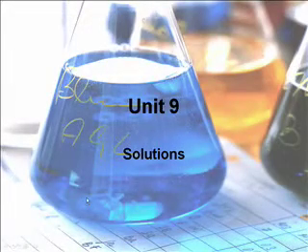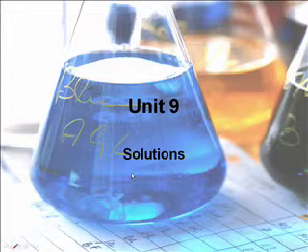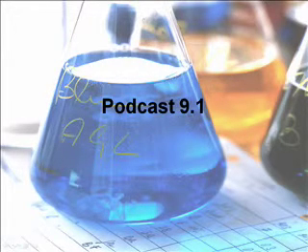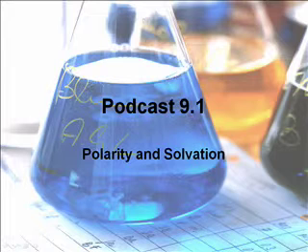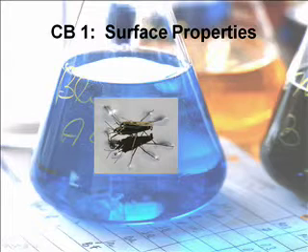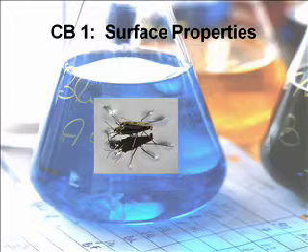Alright, now back on the screen here, we've got solutions. So let's learn about solutions. Podcast 9.1, we're going to talk about polarity and solvation. Okay, so this is an important thing. And we're going to talk about some surface properties. Notice I have some, what they're called, skeeter bugs.